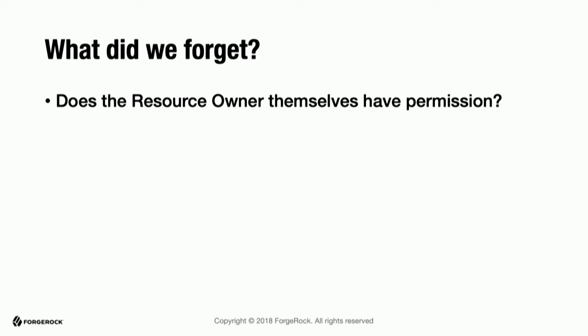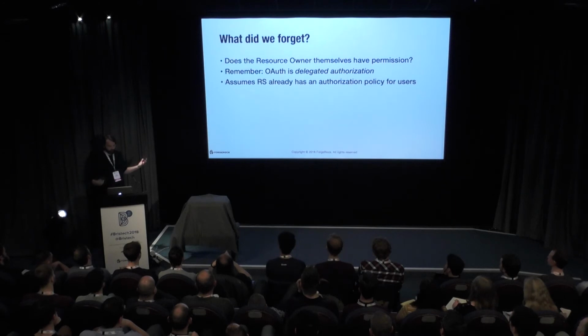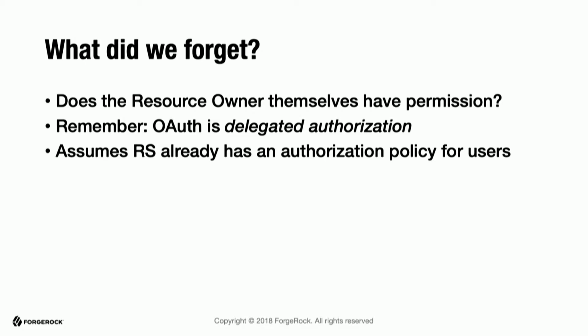So this is something people seem to forget about with OAuth sometimes. They see authorization in OAuth and they assume it's sufficient on its own for authorization. But you've got to remember, the original design of OAuth is delegated authorization. It assumes that your resource server already has a way of authorizing its own users, and you're delegating some of that to somebody else. So you've got to check as well.